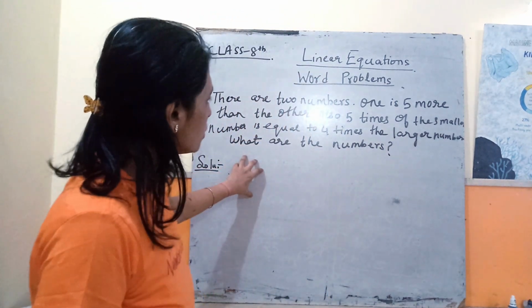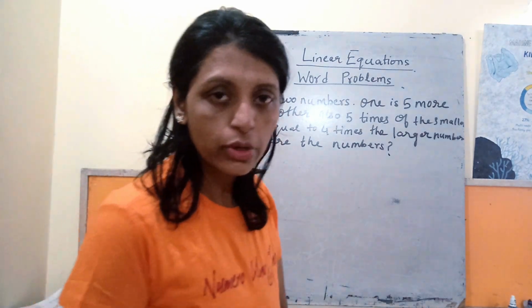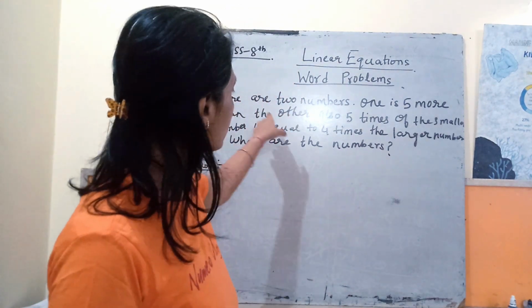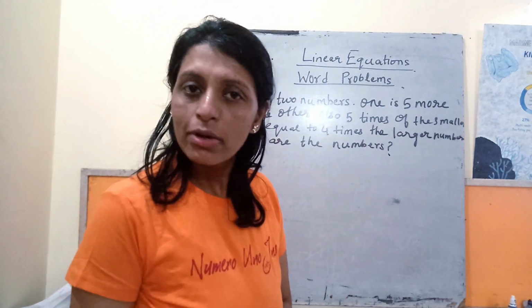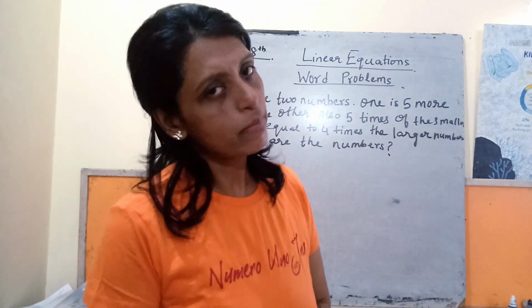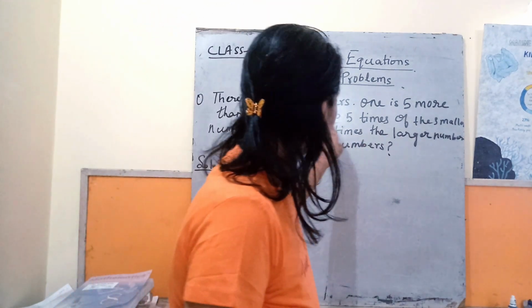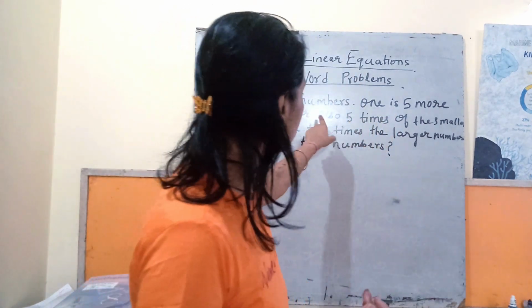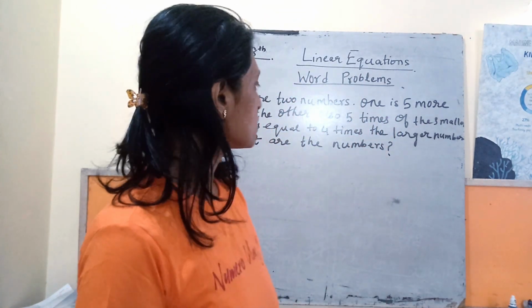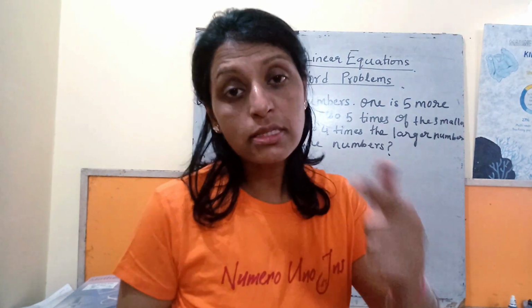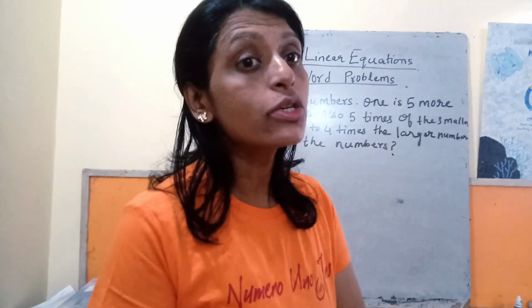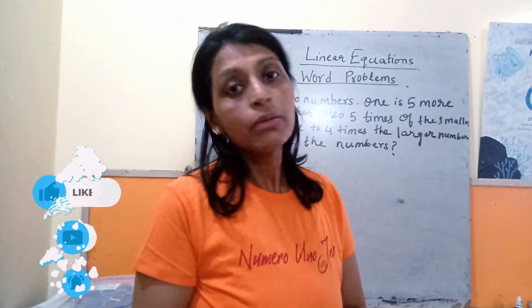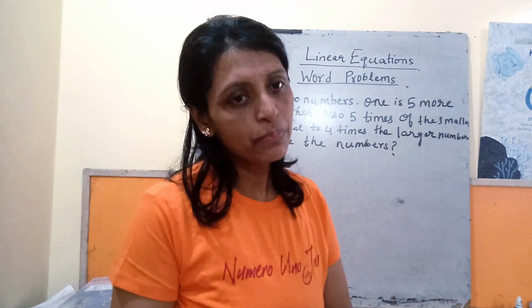Here in this question it's given that there are two numbers. One number is 5 more than the other number. It means the smaller number is less than the bigger number by 5. Also, the next condition given is that 5 times the smaller number is equal to 4 times the larger number. So we have to find both the numbers.